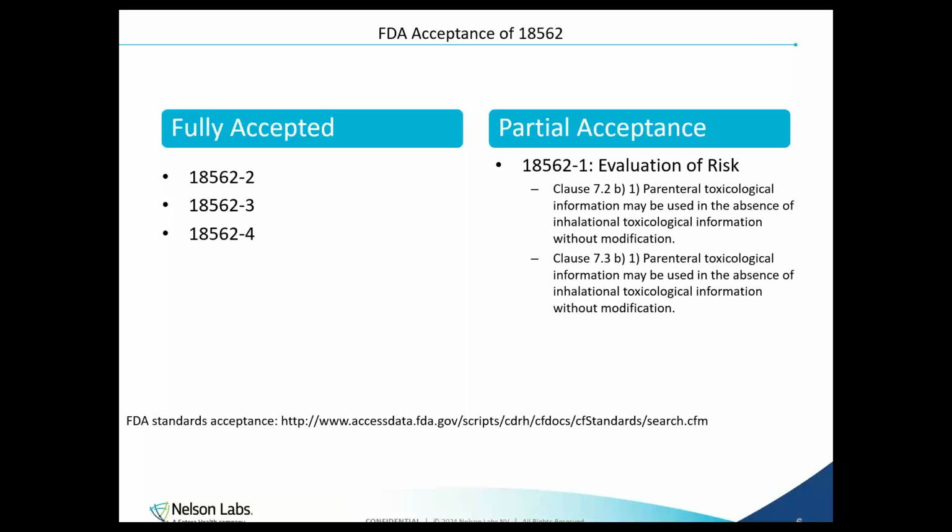Before we get into changes in its entirety, it would be nice to go over where the FDA stands in terms of acceptance. Luckily for us, the FDA accepts in full 18562-2, 18562-3, and 18562-4, whereas the FDA has only partially recognized 18562-1 because of two clauses. Within 18562-1, it is stated that parenteral toxicological information may be used in the absence of inhalation toxicological information without modification. However, we know as toxicologists this is not the case.